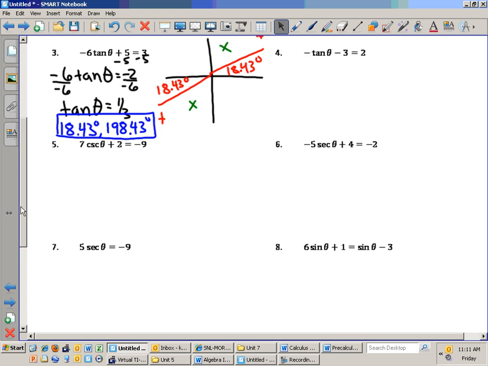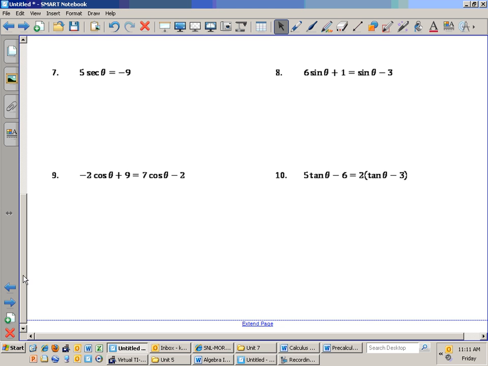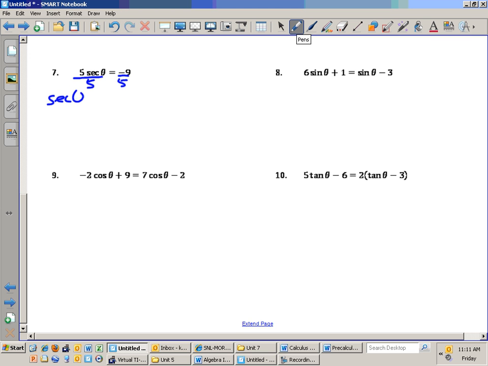Okay, so as we do this one, we divide both sides by 5. And you get secant of theta is equal to negative 9 over 5. We don't have an arc secant button on our calculator. So instead what we do is we change it to what? Cosine of theta is equal to negative 5 over 9.